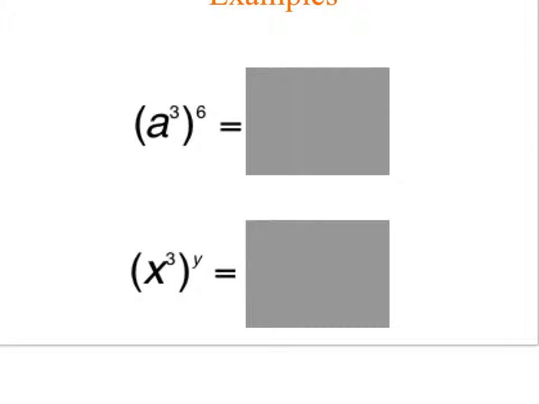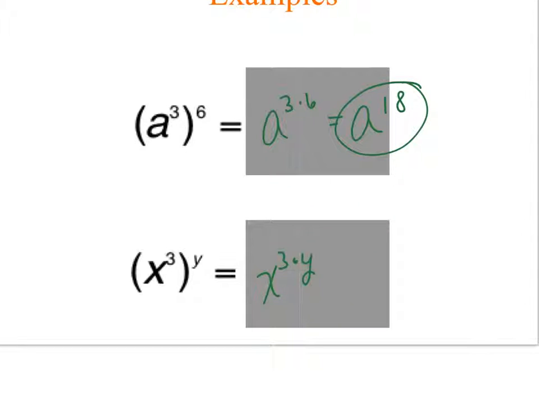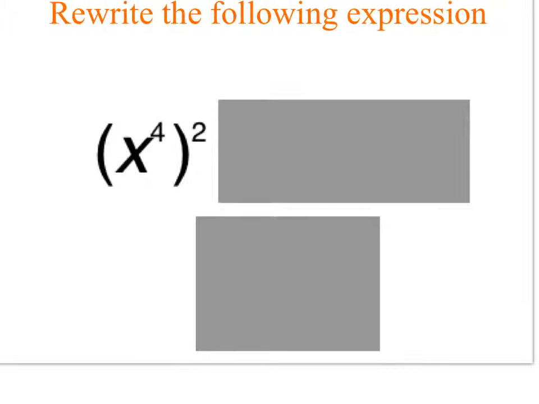Here we have a cubed raised to the 6th power. So we have a to the 3 times 6, which is a to the 18th. Here we have x cubed raised to the y, so x to the 3 times y, which is x to the 3y. Let's do a couple of these together.